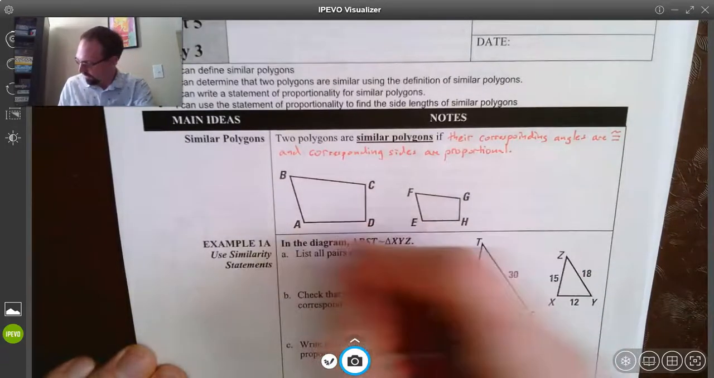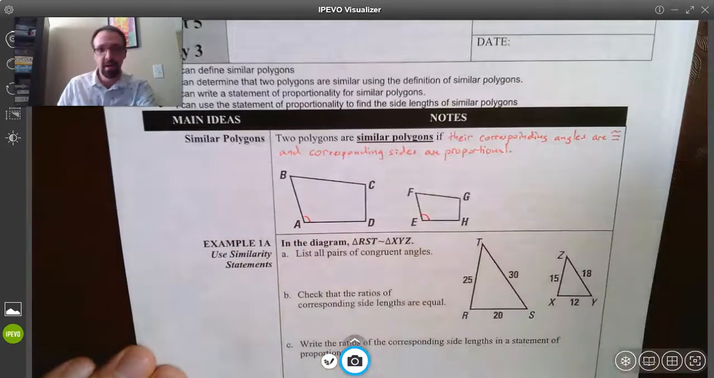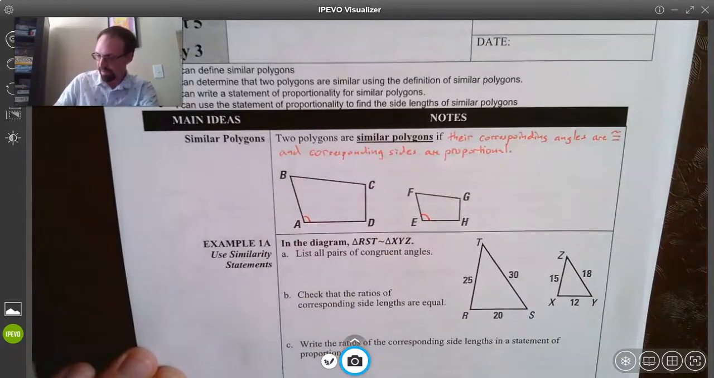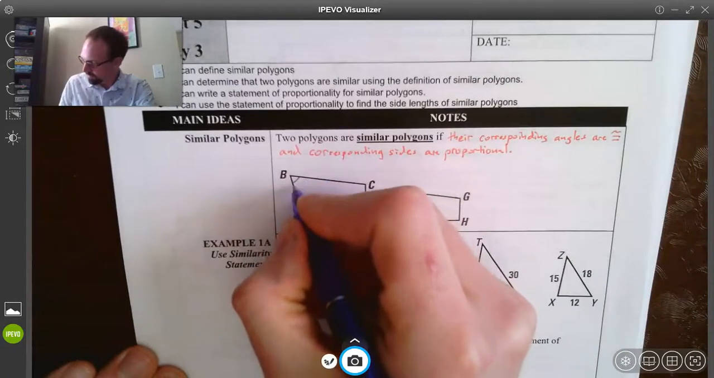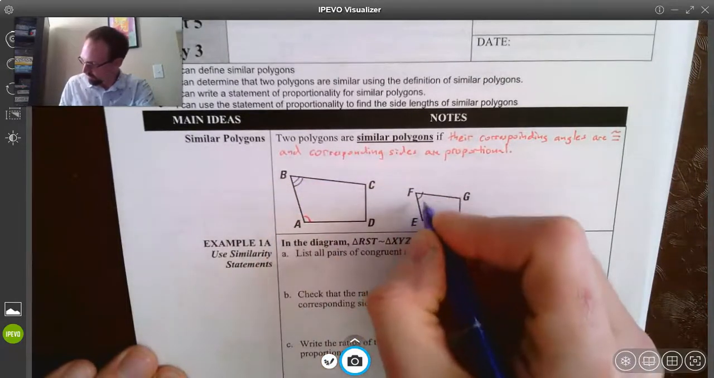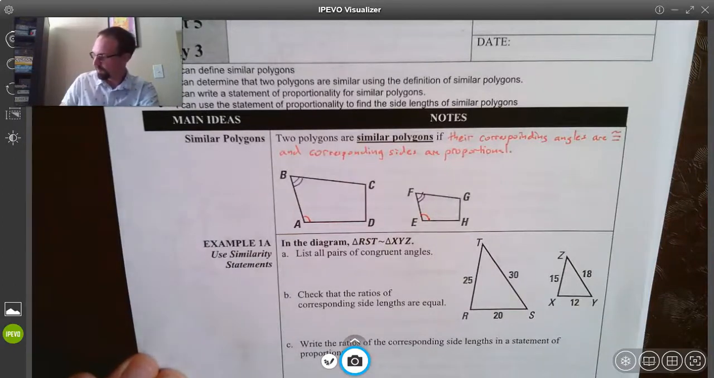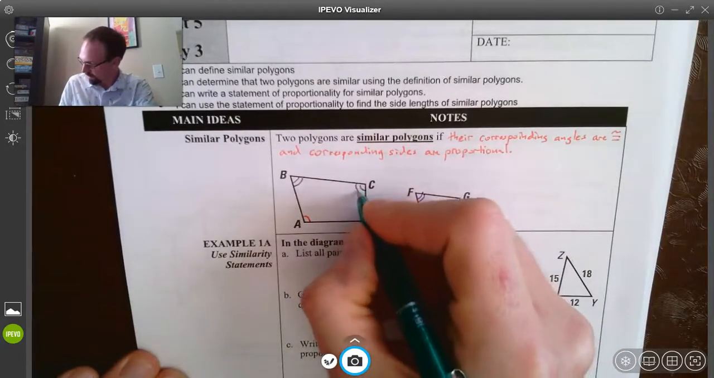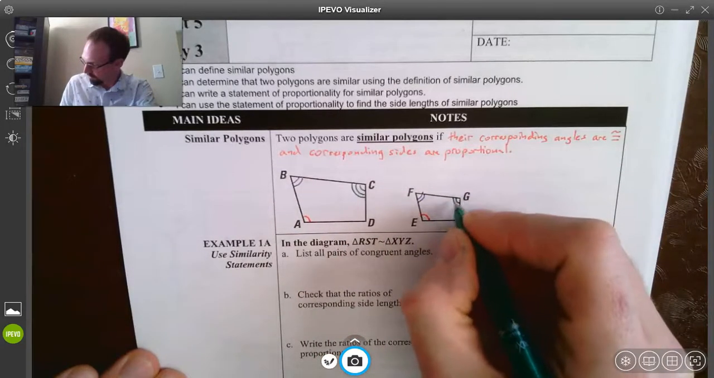So first we're going to say angle E and angle A are congruent. I used a congruency arc to show that. And then I'll do the same with angle B and angle F. I used 2 arcs for those. And then angle C and angle G. I'm going to use, you guessed it, 3 congruency arcs for those.